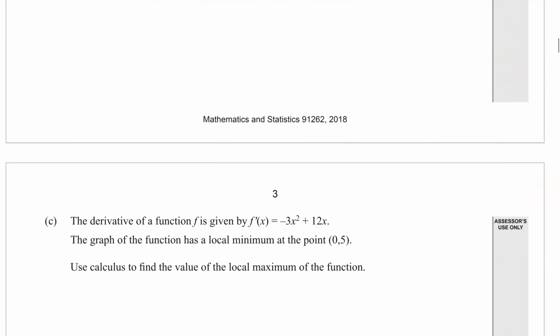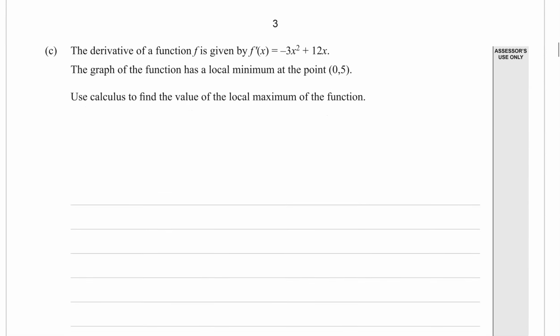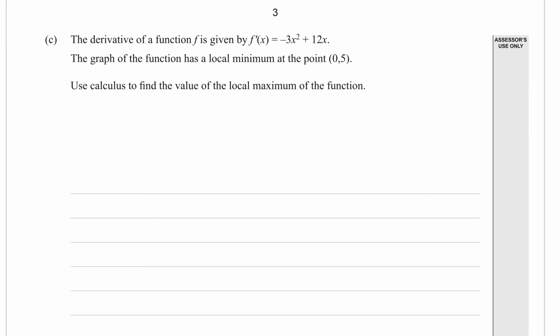Alright, moving on, we've got question C. So we're going to find the derivative of the function actually given. I'm not even reading this properly. Whoops. So the derivative of the function is given. The graph of the function has a local minimum, which is 0, 5. We're going to find the local maximum of the function. So we've got the minimum. Let's find the maximum.